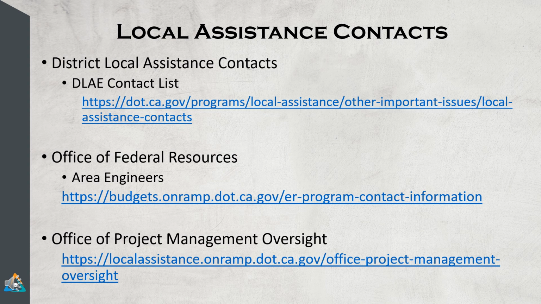Here is a list of offices that may provide help on funding issues for your projects. The district local assistance engineers should always be most helpful on specific projects. If you work on local projects, we also want you to keep Office of Federal Resources in the loop. Office of Federal Resources is under Division of Budgets, and they are our counterpart in Caltrans on funding for all Caltrans projects. The last link is Headquarters Office of Project Management Oversight Intranet website. The first link takes you to the list of current area engineers for each district. The list is updated on a monthly basis, so it is very much up to date.